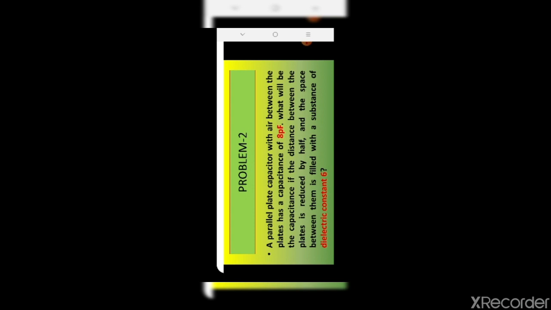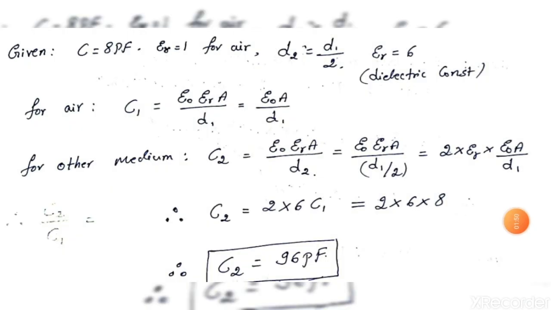So here is a parallel plate capacitor whose capacitance value is given. We have to find the capacitance when the distance is reduced to half and the space is filled with another medium having a dielectric constant 6. So we have to find the new capacitance. Let us imagine initially the capacitor has parallel plates with an air medium. We take the dielectric constant epsilon r as 1. The C value they gave is 8 picofarad.